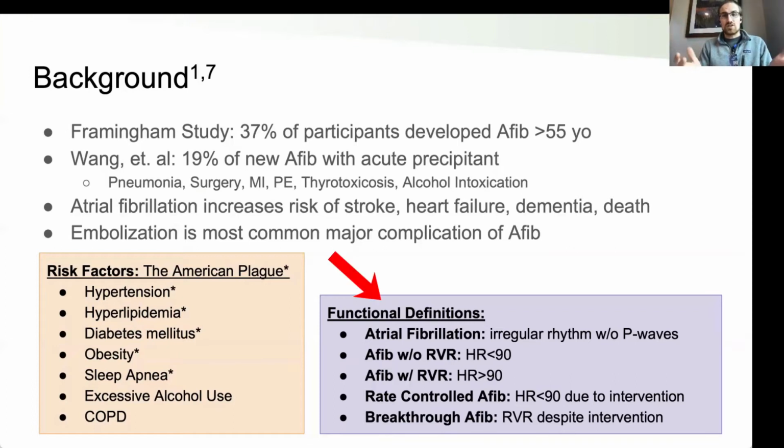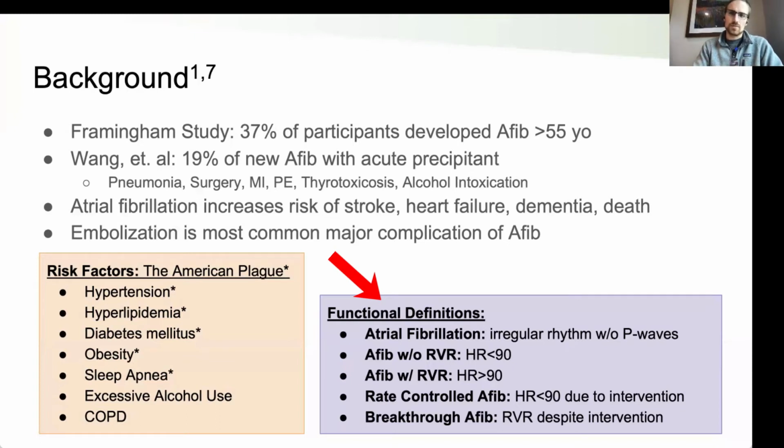So, some functional definitions. AFib is an irregular rhythm without P waves. AFib without RVR is when the heart rate is less than 90. With RVR, the heart rate is greater than 90. You may see some differences amongst institutions or providers if they call it 90 or 100 or 110. Some of that is due to symptomatic control. If somebody is asymptomatic but less than 110, somebody might not classify it as RVR, and they might not treat it as RVR. If somebody is greater than 110, almost always it will be treated.